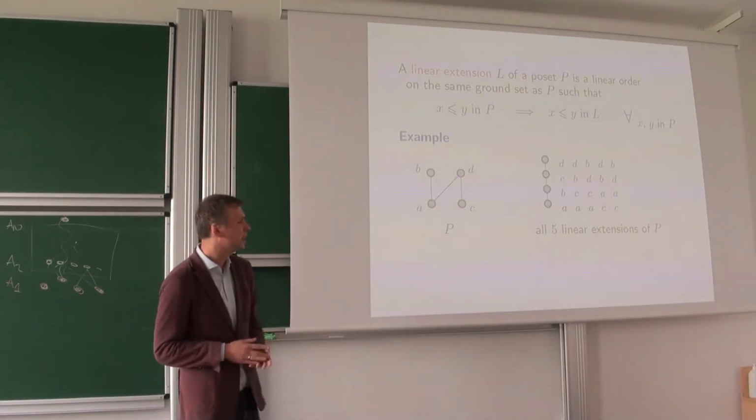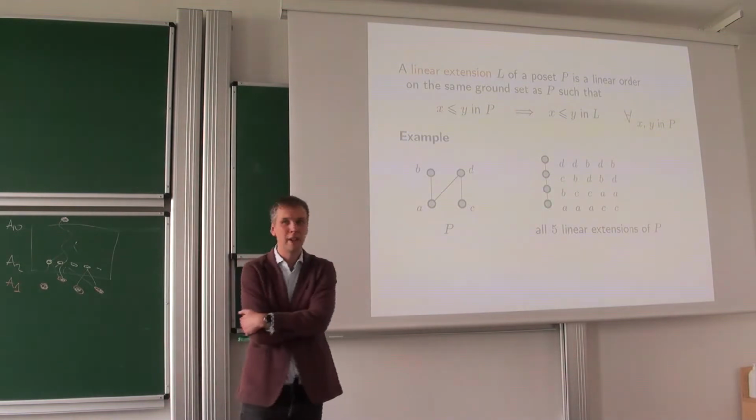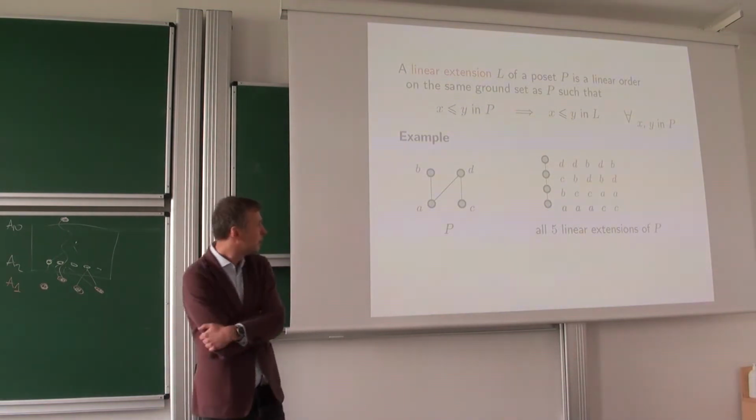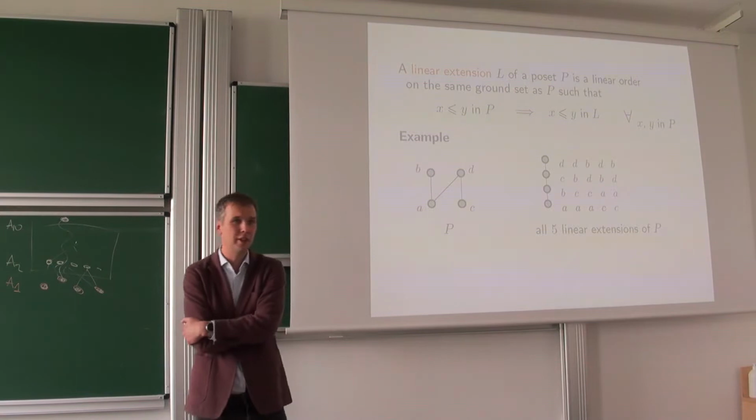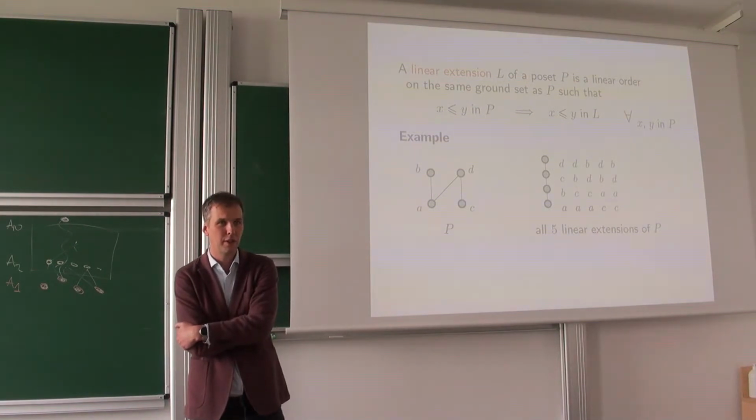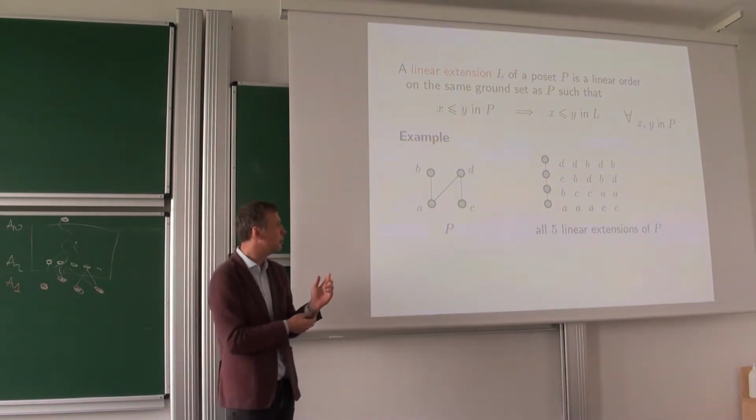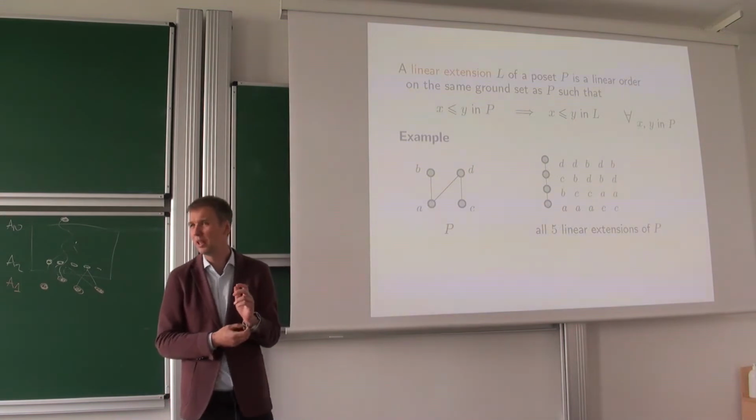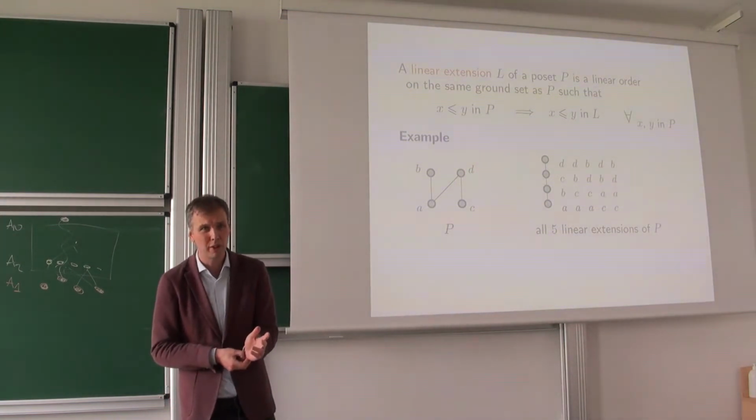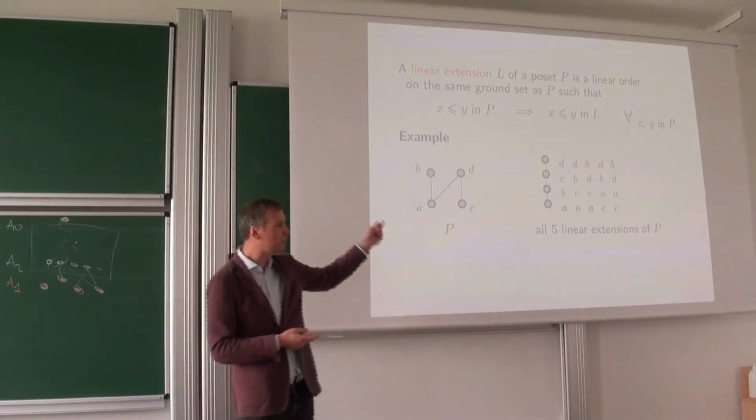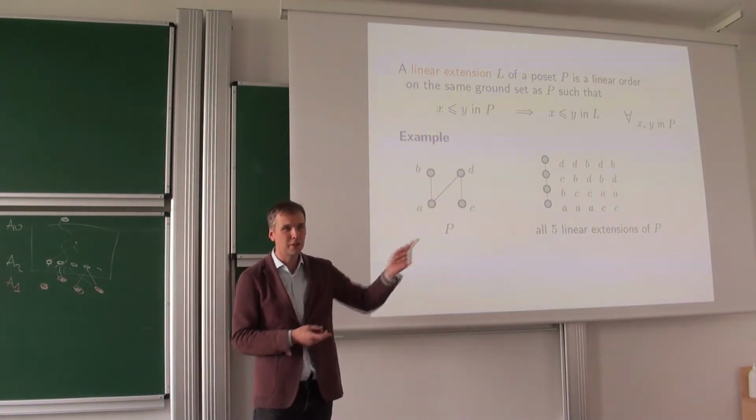So here you have an example, a very simple 4-element poset, and you have all 5 of its linear extensions. With 4 elements, the possible number of permutations is 24, right? Not all of them are legal, because you cannot put D below A in a linear extension, correct?